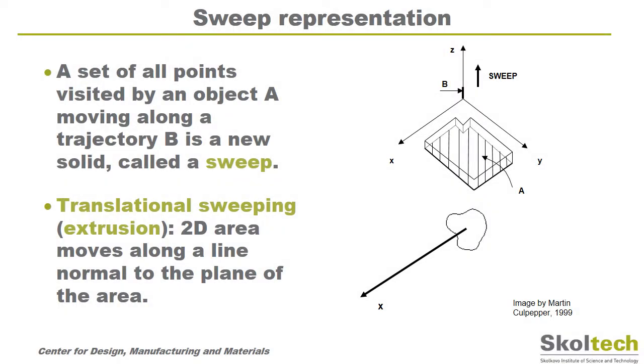The next representation scheme is a sweeping representation, or simply sweeping. A set of all points visited by an object A moving along a trajectory B, see the top image, is a new solid, called a sweep. In translational sweeping or extrusion, a two-dimensional area moves along a line orthogonal to the plane of the area. In this small animation, the non-regular area is moving along the axis X and sweeps a three-dimensional solid.